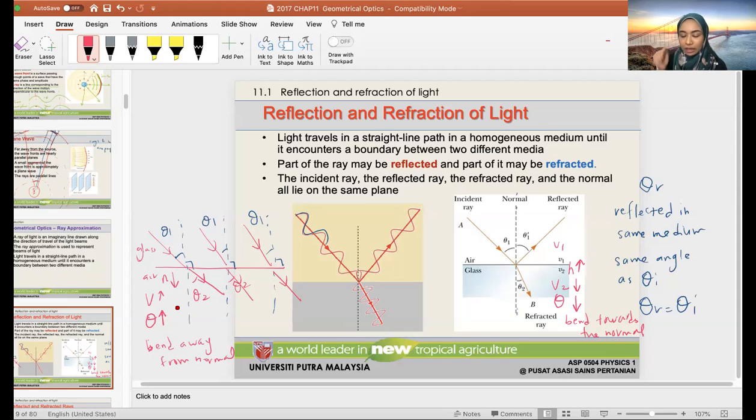Okay, so we had reflection. Reflection angle will always be the same because they are in the same medium. Property dia tak berubah. But when it travels into a different medium, the speed changes, which means that your angle also changes. If your speed decreases, your angle becomes smaller. If your speed increases, your angle becomes bigger. It bends away from the normal.